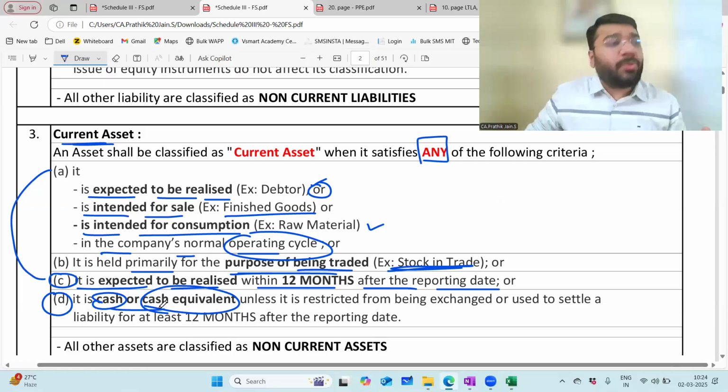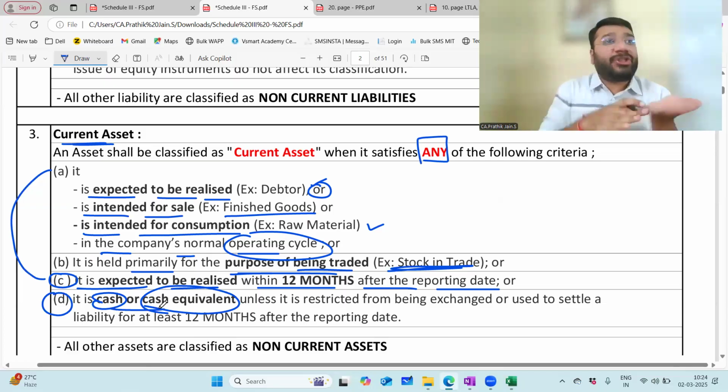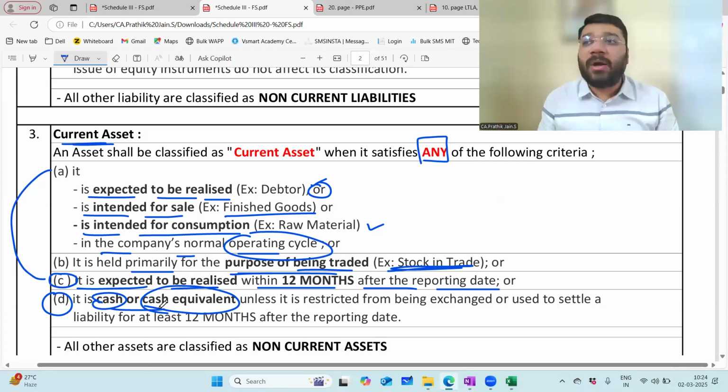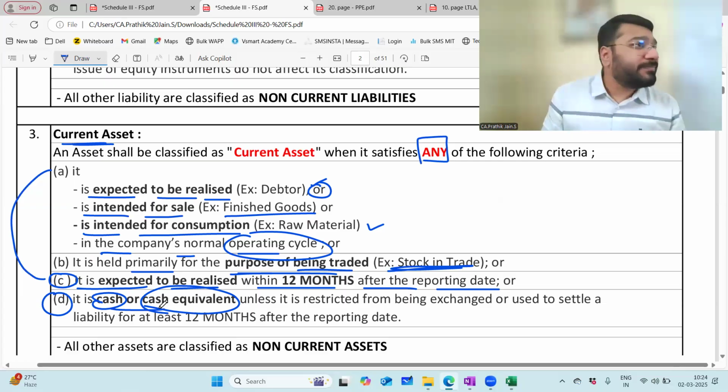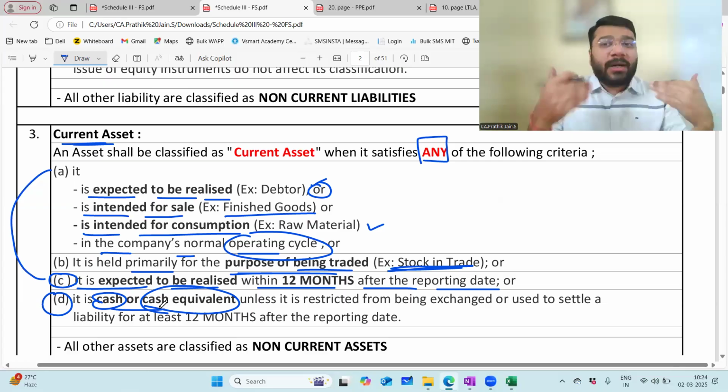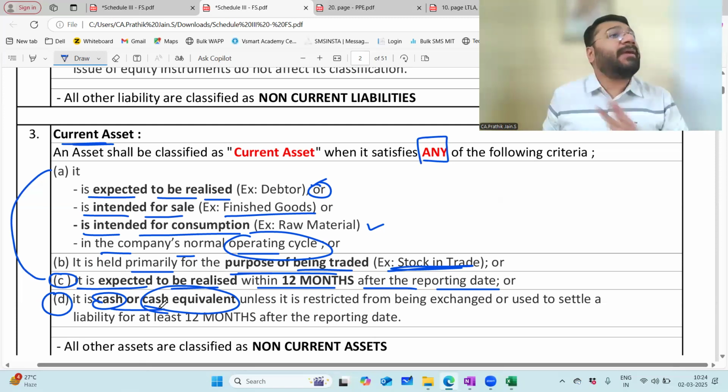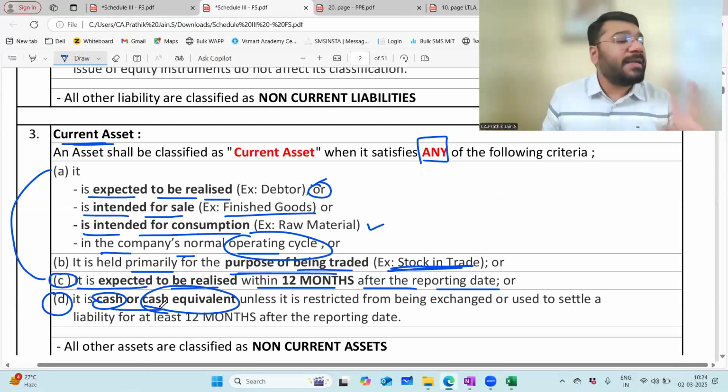So cash and cash equivalent means anything which is in the form of cash or equivalent to cash, meaning the amount that is there in the bank. Anything which is equivalent to cash, what it is, we'll discuss in today's session. That is my current asset.